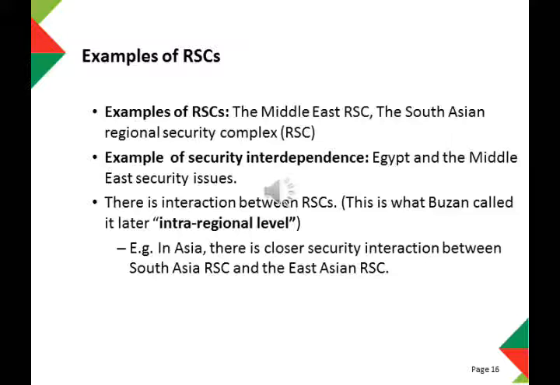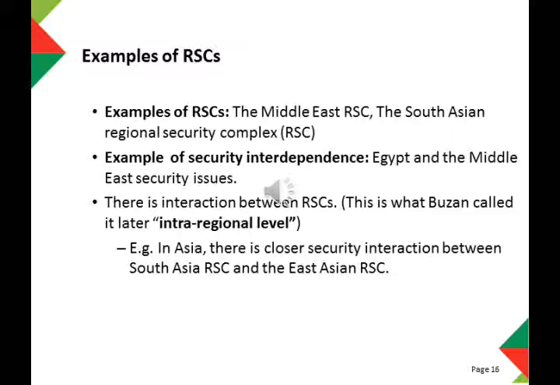As I mentioned before, Buzan and Weber, depending on their definition of a regional security complex, divided the world into 9 different regional security complexes. For example, they talked about the Middle East regional security complex, the South Asian regional security complex, the EU regional security complex, the East Asia regional security complex, and so on and so forth.